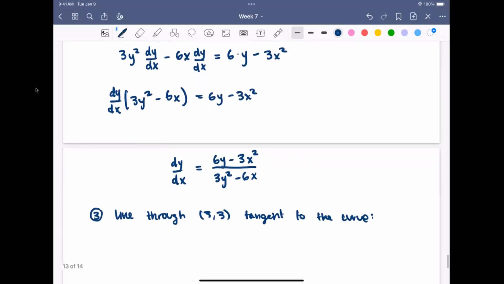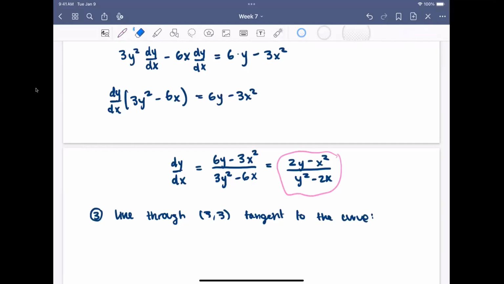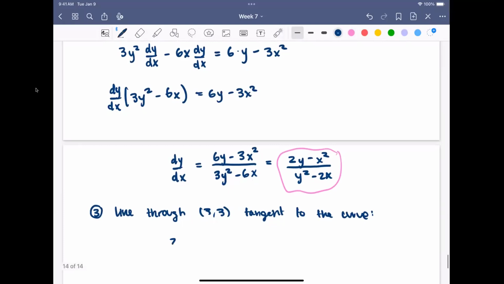So I'll just plug in 3 into this. So I get 6 times 3 minus 3 times 9 divided by, you know what, I'm going to simplify this first because I have a lot of extraneous factors of 3. So 2y minus x squared divided by y squared minus 2x. Okay, so now I'll plug into the simplified one. So 2 times 3 minus 3 squared divided by 3 squared minus 2 times 3.